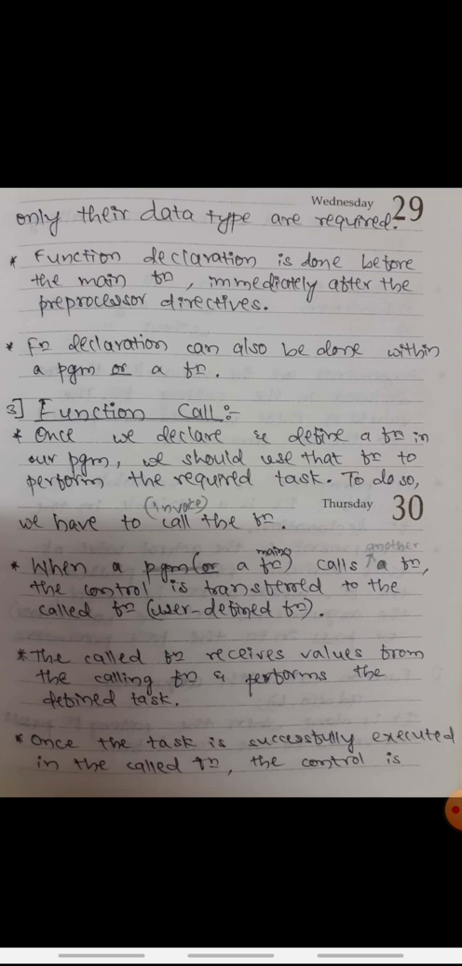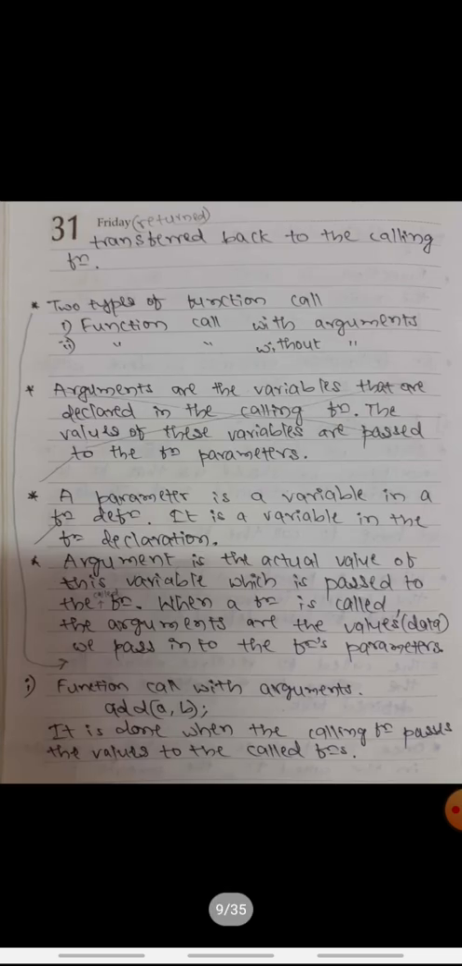See, when your brother took a knife from you to cut the mango from the tree, that is nothing but the parameters it is taking. It means the calling function is giving parameters, and the called function takes the parameters from the calling function to perform the defined task. Once the task is successfully executed in the called function, the control is returned or transferred back to the calling function.